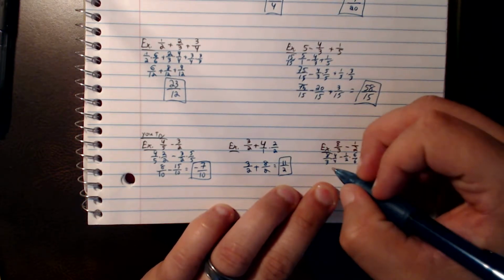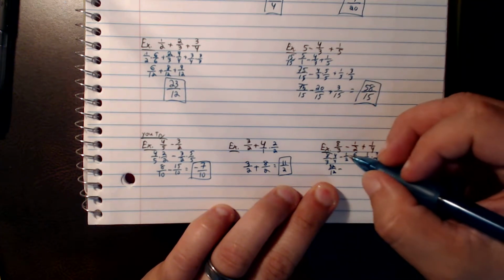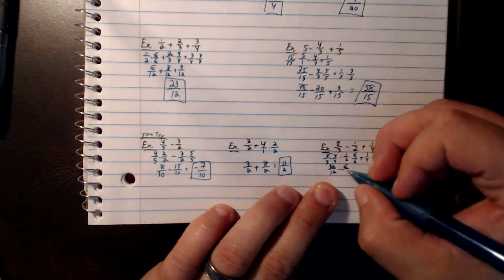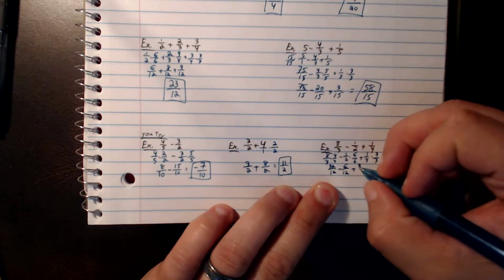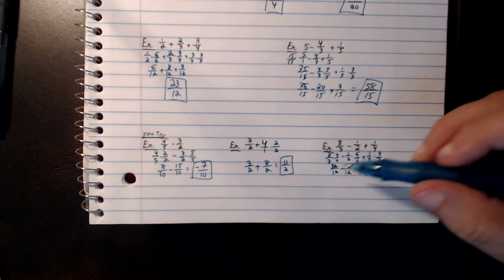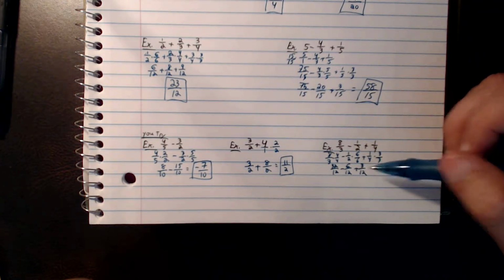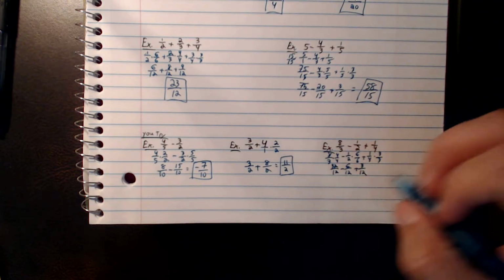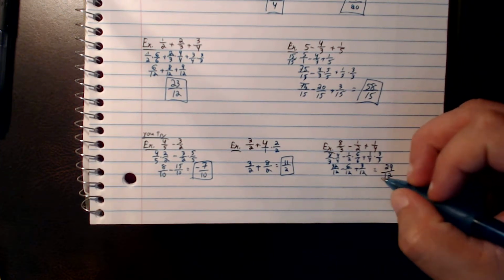So 8 times 4, that's 32 over 12. 1 times 6 is 6 over 12, and 1 times 3 is 3 over 12. 32 minus 6 is 26, plus 3 is 29. So we get 29 over 12.